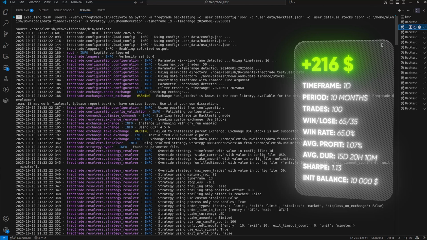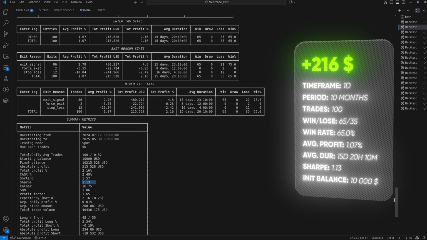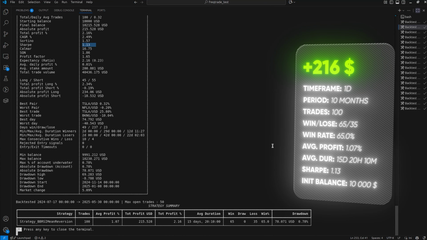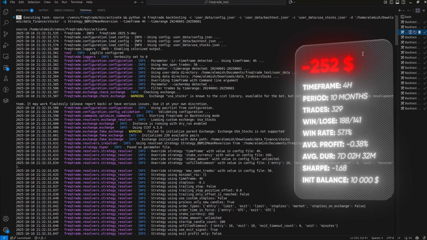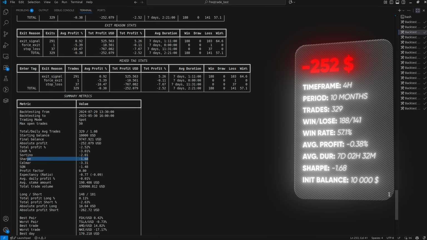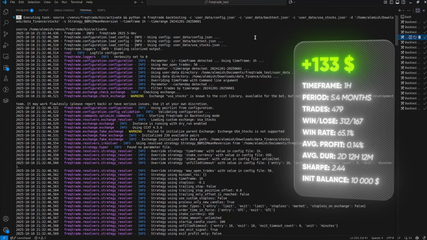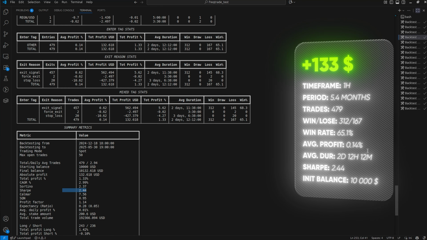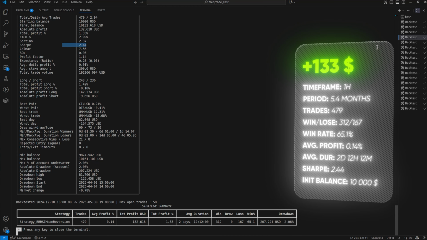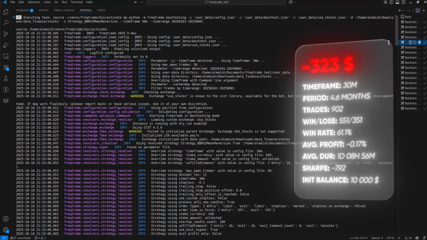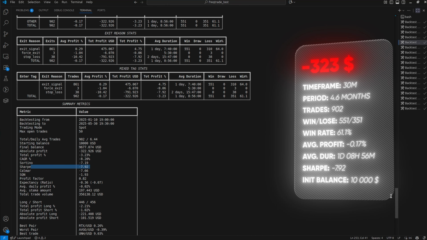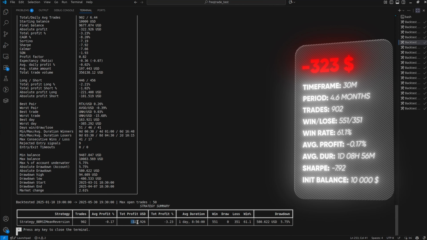Firstly, 1 day time frame. Sharpe is positive 1.13, and we actually made $200. Next 4 hours time frame, Sharpe is negative, minus 1.6, and now we've lost $250. Now 1 hour time frame, Sharpe is positive, 2.4, and we've made $100. Now 30-minute time frame, Sharpe is negative, minus 7.9, and we've lost $300.